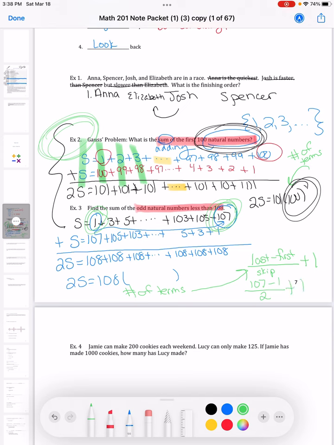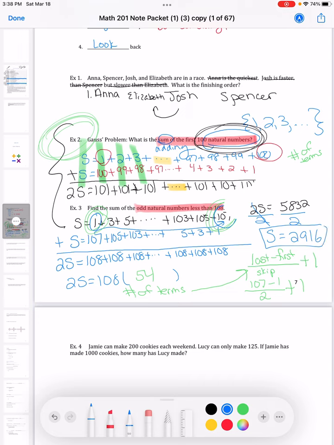So I do that whole fraction. 107 minus 1 is 106. Divided by 2 is 53. Then plus 1 is 54. So that's going to give me, I'm just going to, again, erase that up here. That's going to give me 2s is equal to 5,832. And then, doing my little bit of algebra, I'm going to divide by 2 and get my answer of 2,916.